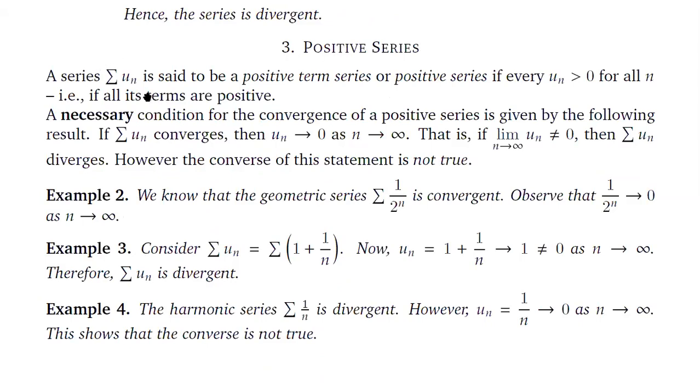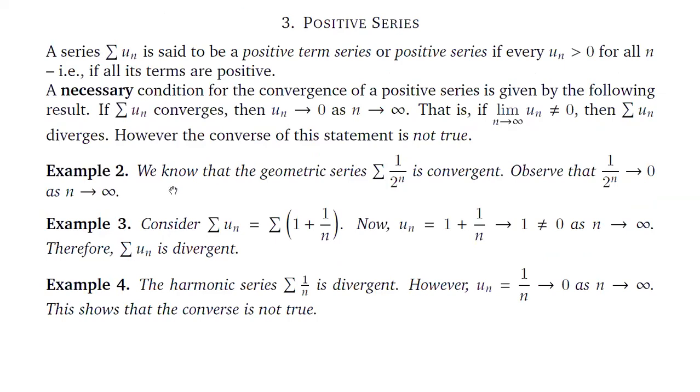Positive series. A series summation un is said to be a positive term series or positive series if every un is greater than 0 for all n, that is, if all its terms are positive. A necessary condition for the convergence of a positive series is given by the following result. If summation un converges, then un tends to 0 as n tends to infinity. That is, if limit un is not equal to 0 as n tends to infinity, then summation un diverges. However, the converse of this statement is not true.